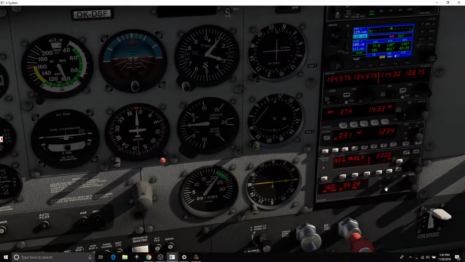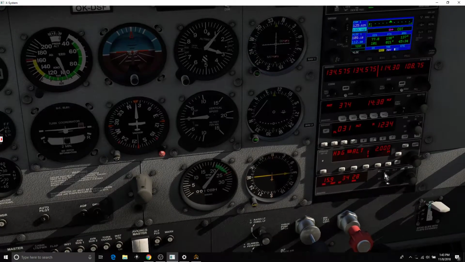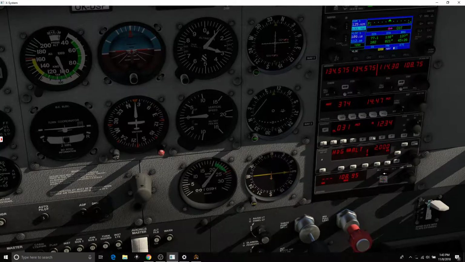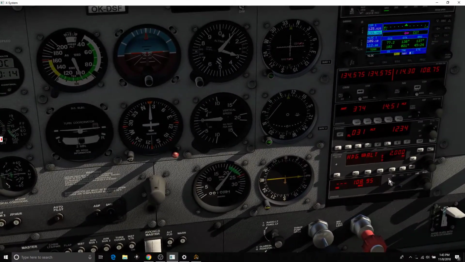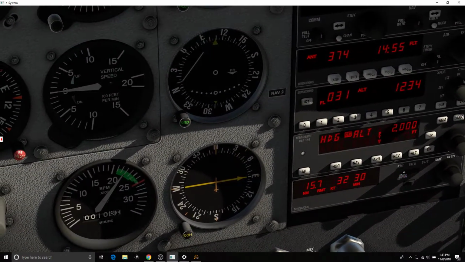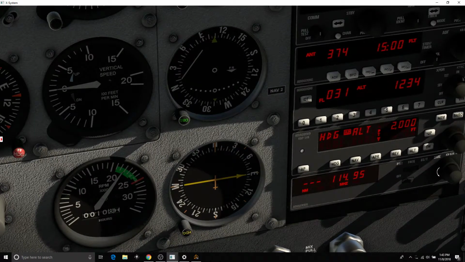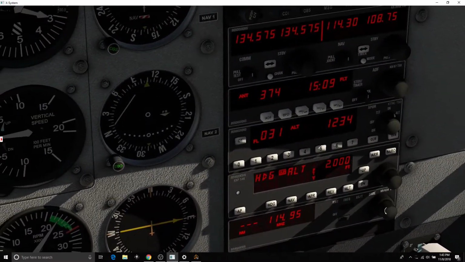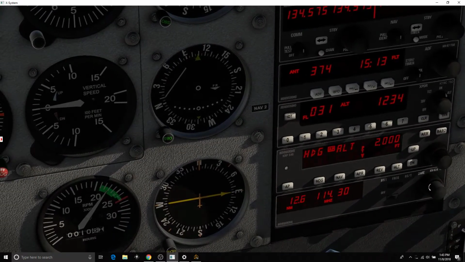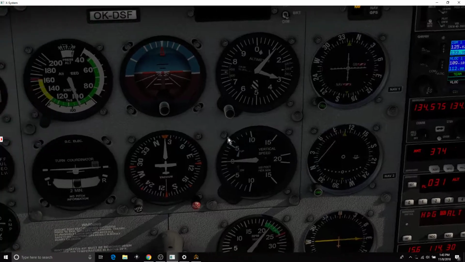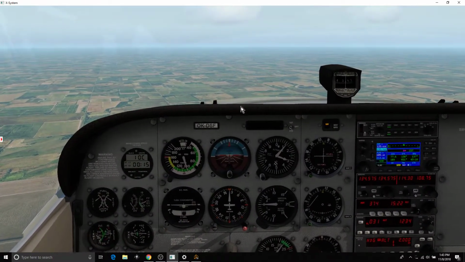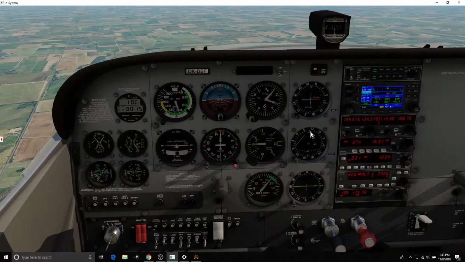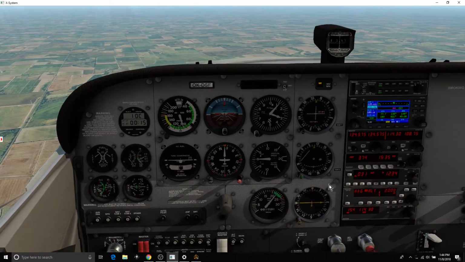Alright, so let's put this frequency here, 114.3. There it is. DME distance is set. We're at 3,100. Currently we're flying on autopilot, so let's catch the radial of 109 inbound.